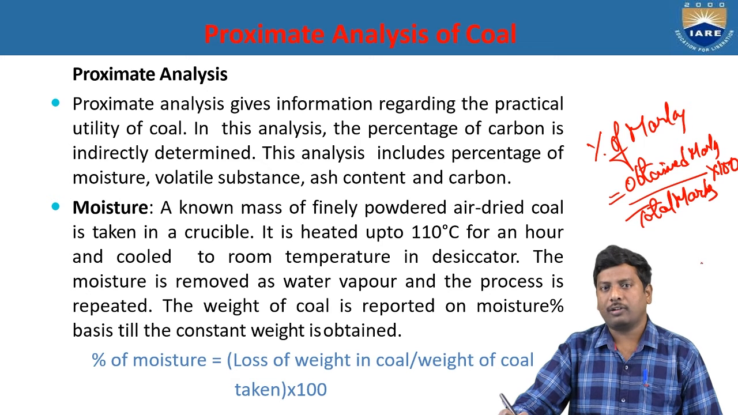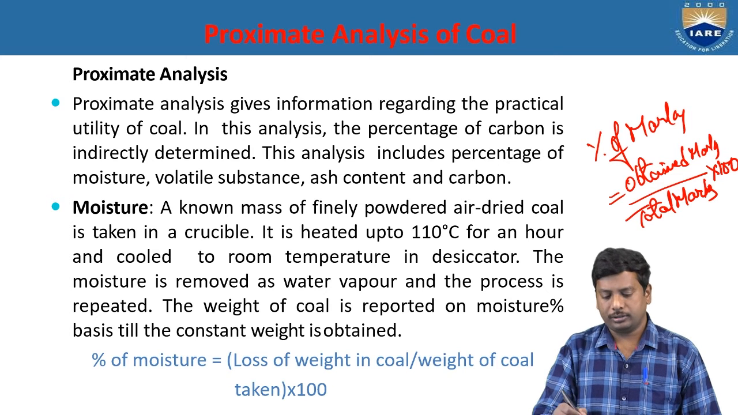Like this formula, we also obtain the percentage of moisture. Why? Because we have two weights: the initial weight and the final weight. Because of the moisture content, the weight will be reduced. So the percentage of moisture is the loss of weight of the coal divided by the weight of the coal taken, into 100. This gives the percentage of moisture.